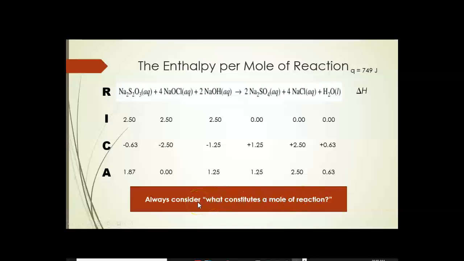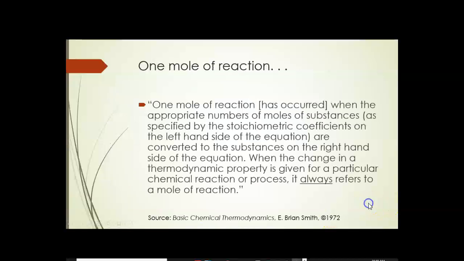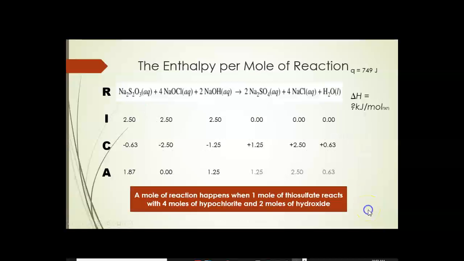Always consider what constitutes a mole of reaction. And here's the definition. 1 mole of reaction has occurred when the appropriate numbers of moles of substances specified by the stoichiometric coefficients on the left-hand side of the equation are converted to the substances on the right-hand side. When the change in the thermodynamic property is given for a particular chemical reaction, that always refers to a mole of reaction. Well, when you look at those 2 sentences, you could get a headache.